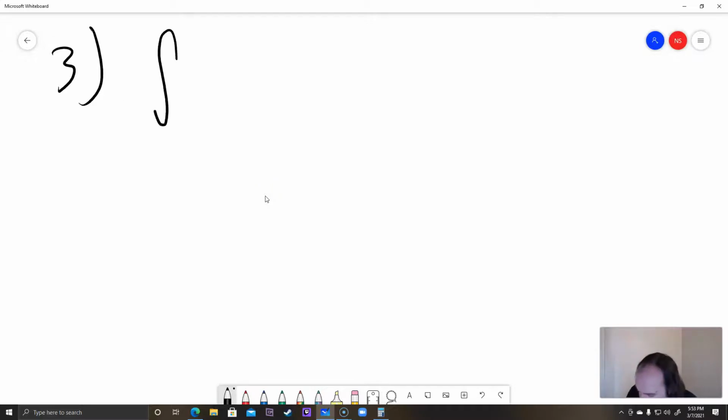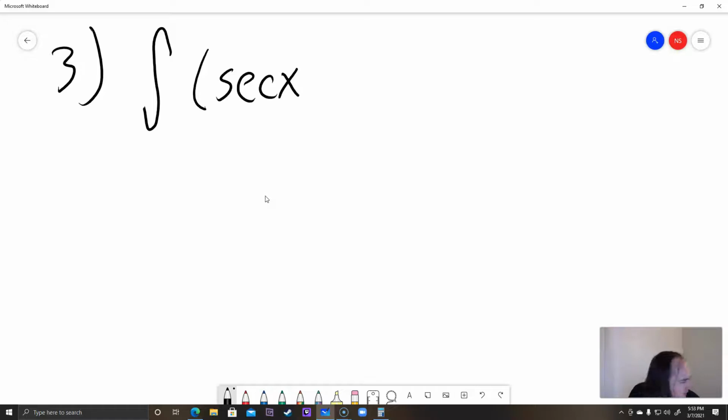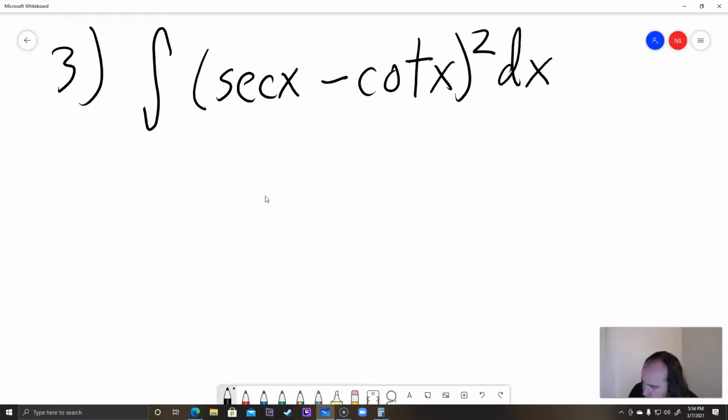So for this one, it's pretty scary, has a lot of trig functions. So this one is the integral of parentheses secant of x minus cotangent of x, okay, parentheses squared dx. So now the way this is written, you could write secant as 1 over cosine, and you could write cotangent as cosine over sine. And then you could build them, I guess, to a common denominator, but I feel like that's not really such a great way to go.